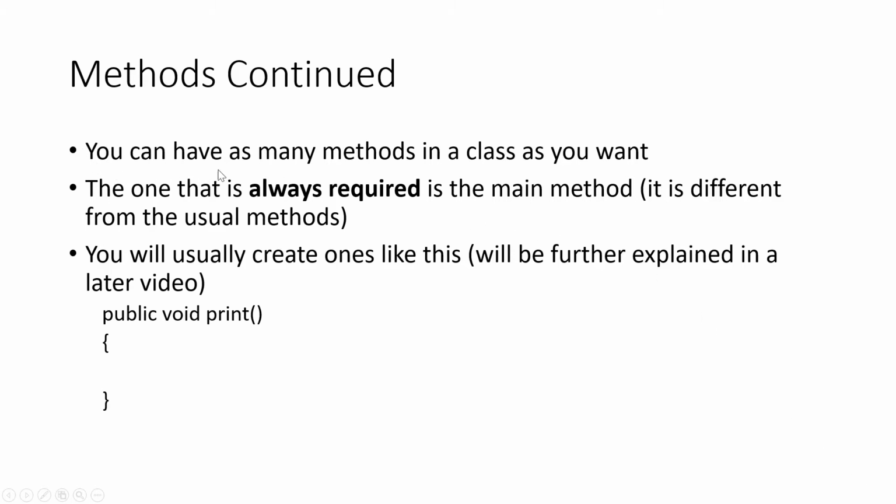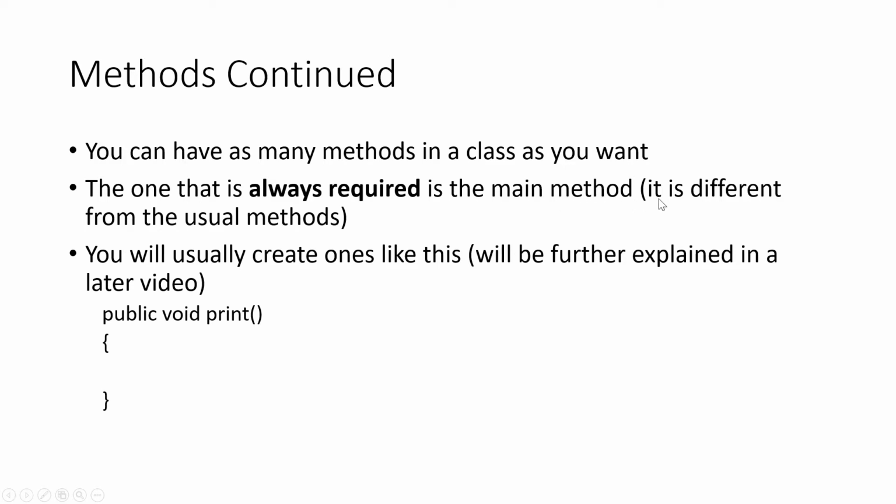You can have as many methods in a class as you want, no matter what. So you could have multiple methods. You could have 1,000,000 of them in a class if you want. And the one that is always mandatory to put inside a Java application is the main method. You need to put it inside at least one class.